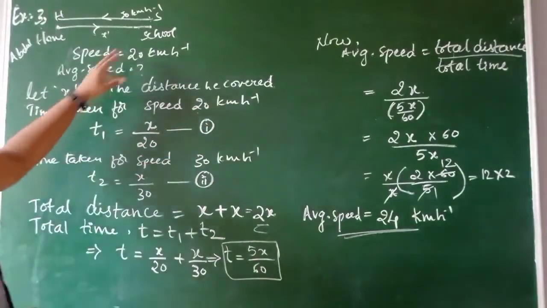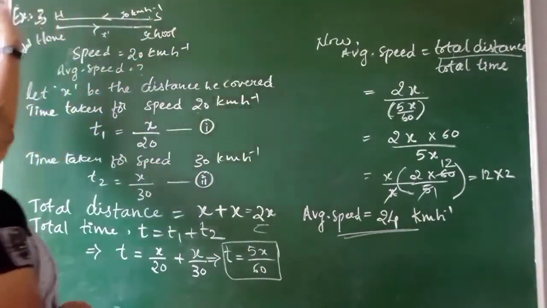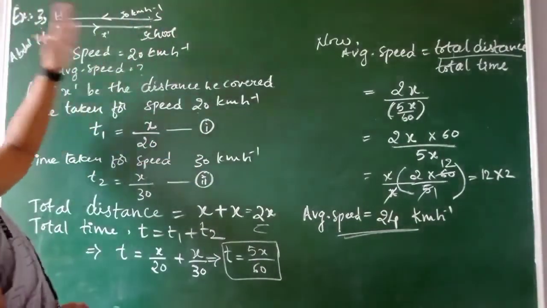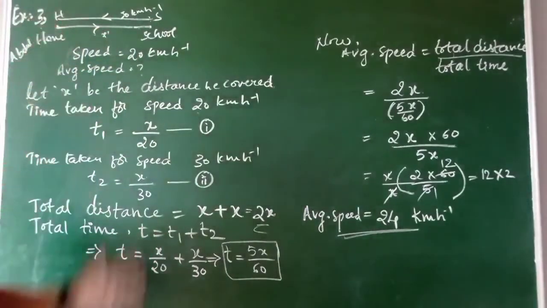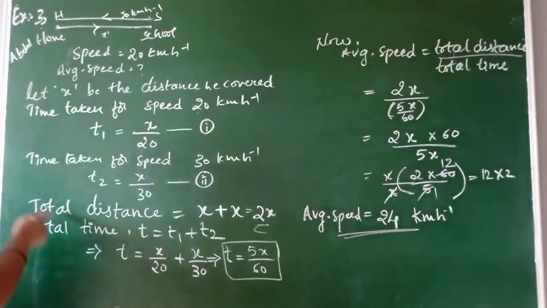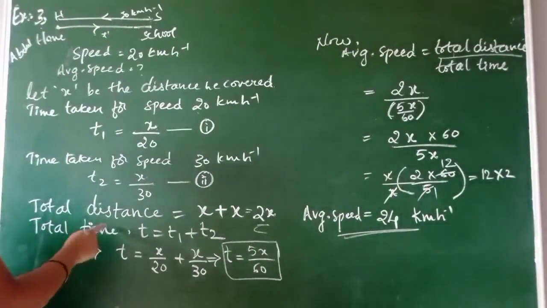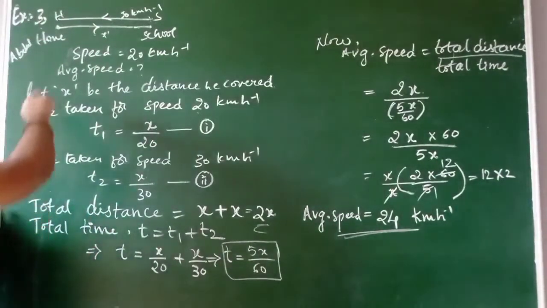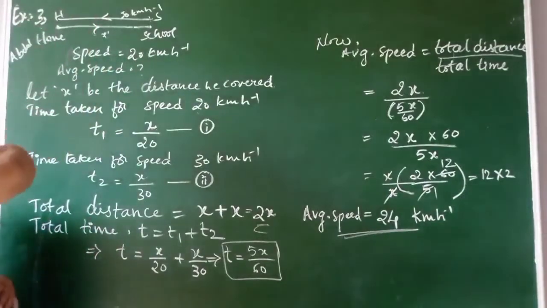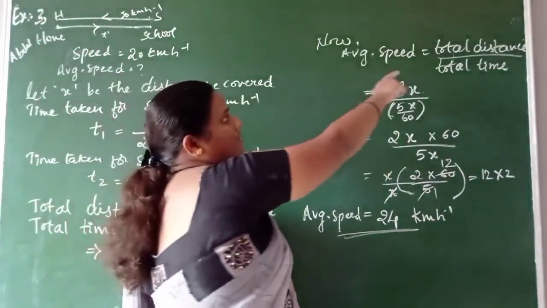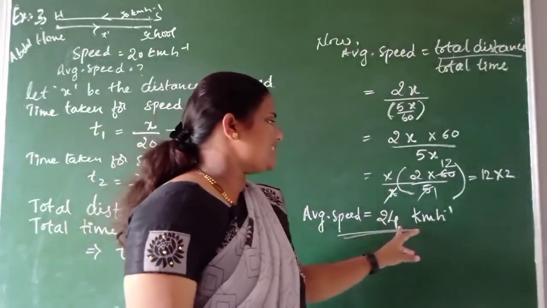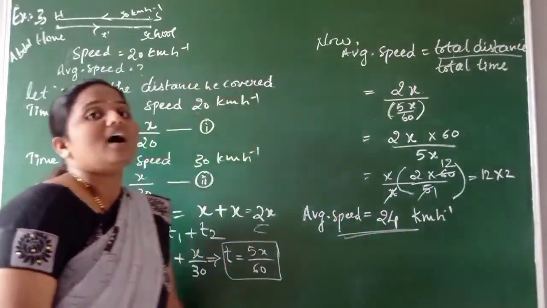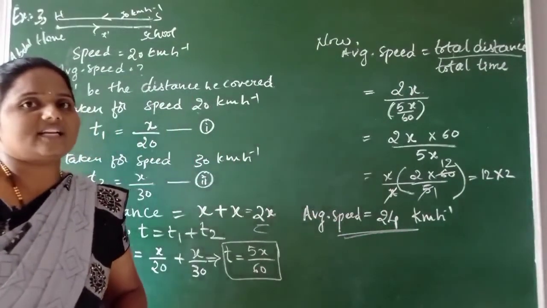And similarly, he moves from school to home, isn't it? Means another trip. This is his first trip or another trip from school to home, you can consider. At that time, he will get a T2. And the total distance he is making is x plus x, and after substituting all the values in this formula, you will get an average speed of 24 kilometer per hour. Is it understood, children?